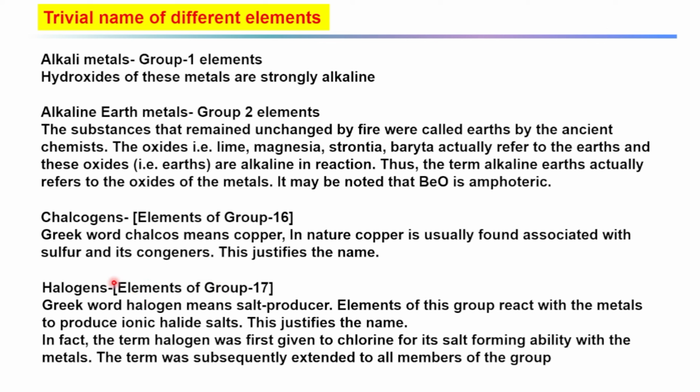Now elements of group 17 are called halogens. The Greek word halogen means salt producer. Elements of this group react with metals to produce ionic halide salts. This justifies the name halogens. In fact, the term halogen was first given to chlorine for its salt-forming ability with the metals. The term was subsequently extended to all members of the group.